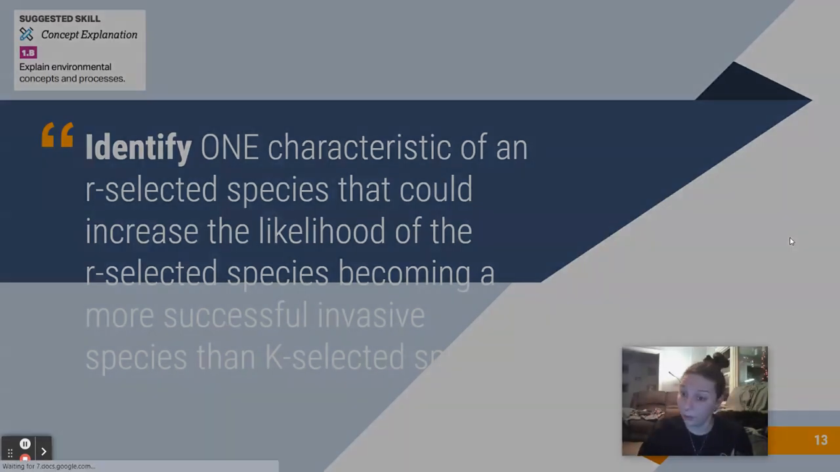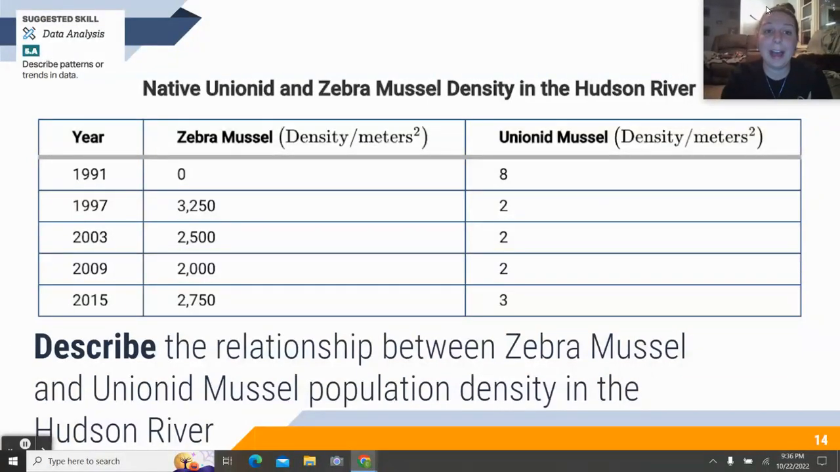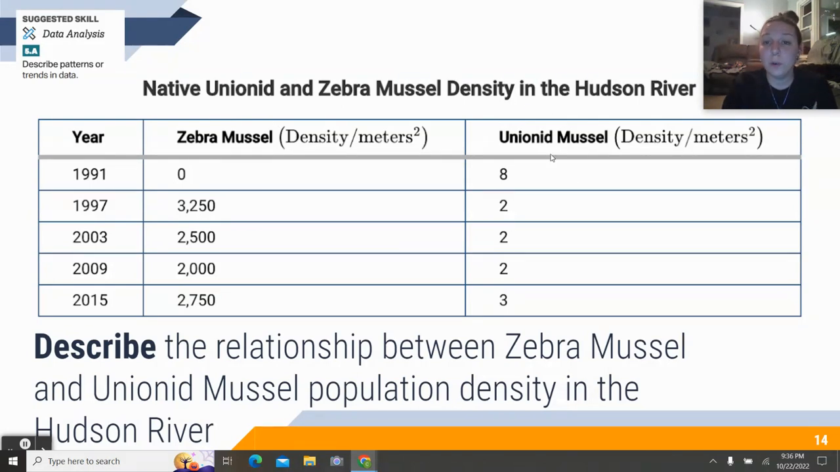And because that is so short, I am going to ask you to do a second one here. So this is looking at zebra mussels versus unionid mussels and their density per square meter per year. So, what I want you to do is describe the relationship between zebra mussels and the unionid mussels in their population density in the Hudson River. So, how are those two population densities related to each other? And use data to back that up.